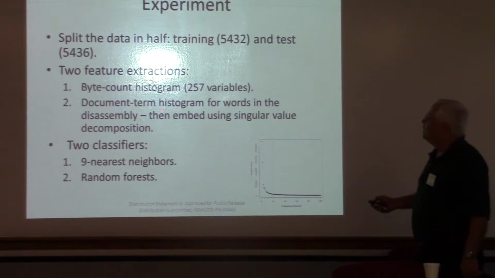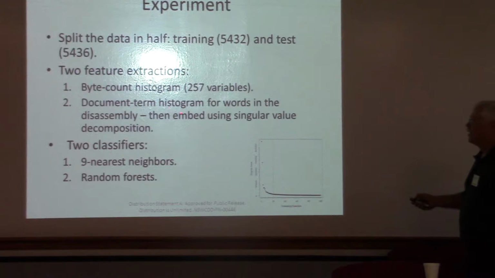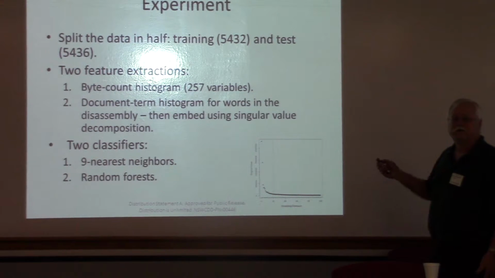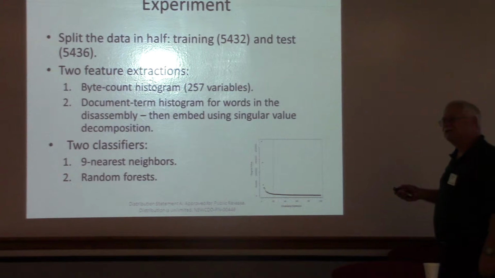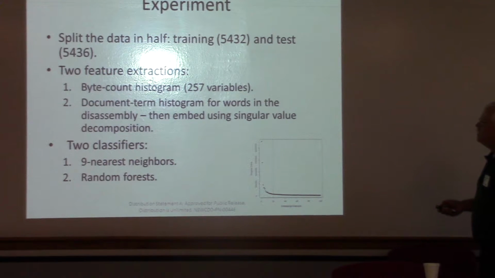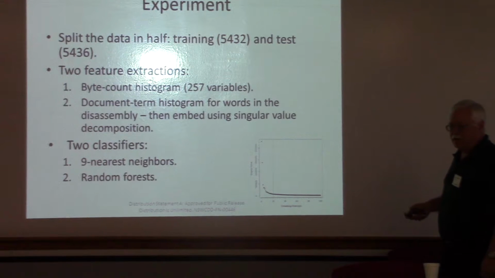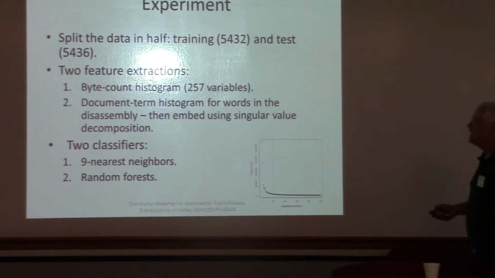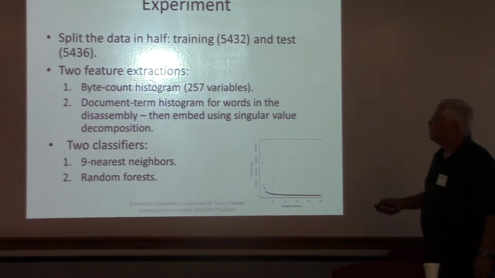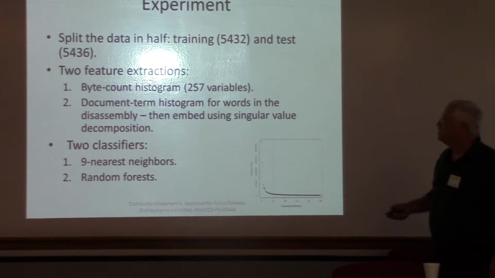The other one is a document term histogram, a document term matrix, for the words in the disassembly. Now, there are 170,000 odd words after you throw out some stuff. That's horrible, right? So I did one obvious thing, which was a singular value decomposition. If you've ever heard of latent semantic indexing, that's what this is. So I reduced the dimension down using that trick.